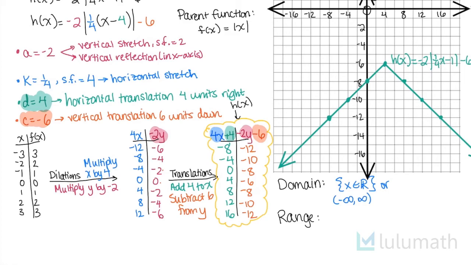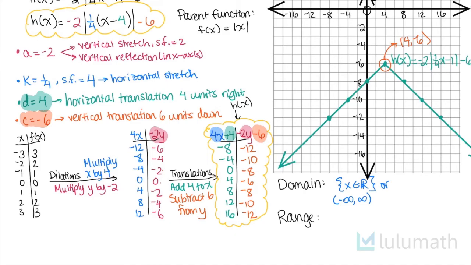But for my range, however, my graph reaches a maximum point. And just by looking at this equation right here, I know that information without even looking at the graph, because I know that my vertex is going to occur at 4, -6. And I also know that it opens down because of this negative value here. We have a reflection. So we know that it's going to reach its maximum point at -6.